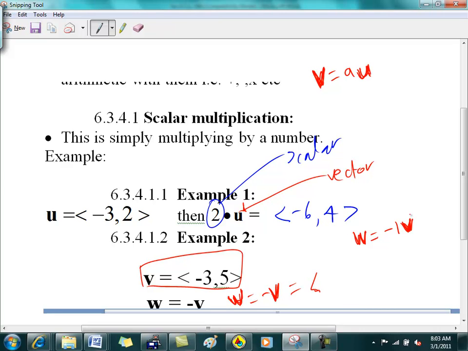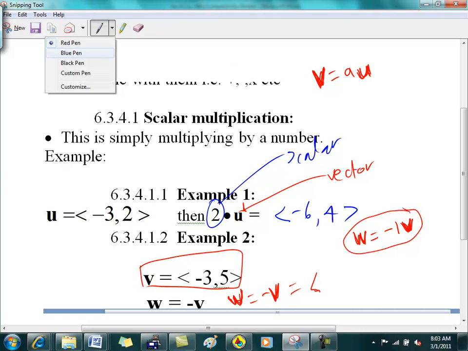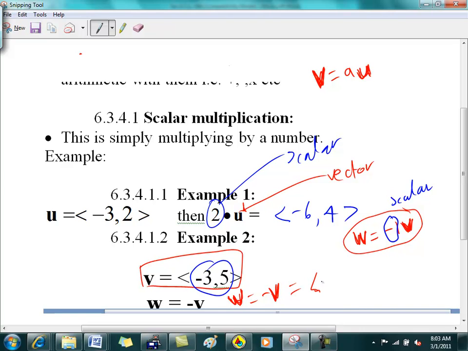What's the scalar? So if I gave you this equation here, what's the scalar in here? Negative 1 is a scalar. This guy is a scalar right there. So all you need to do is multiply all this thing by a negative 1. So you get 3, negative 5. Okay? So everybody okay on that? That's scalar multiplication.